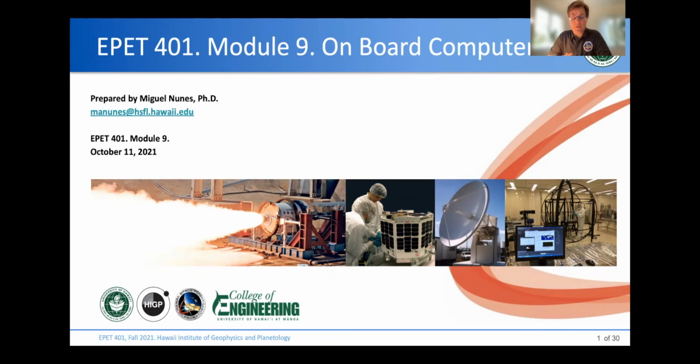We'll be diving into what it takes to not just design an onboard computer, but also how to use an onboard computer in space and some of the mitigation for some of the hazards that you will find in space. I hope that at the end of this lecture, you will be able to understand what it takes to build a computer for your particular mission. And let's dive into it.